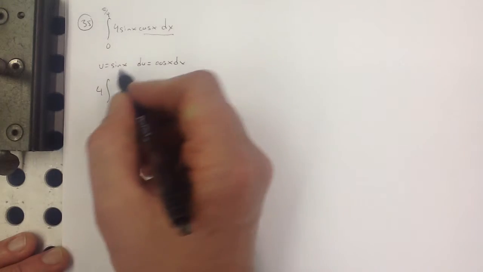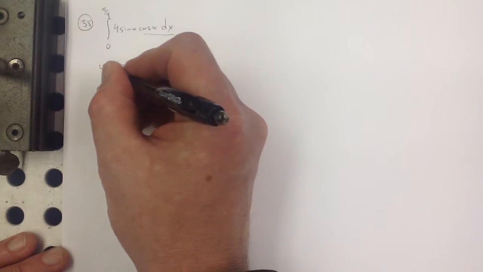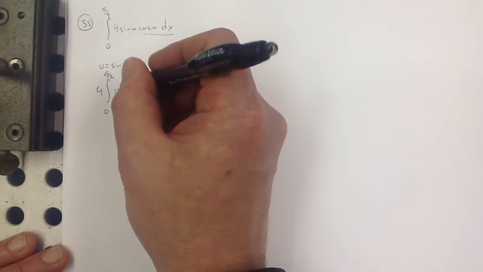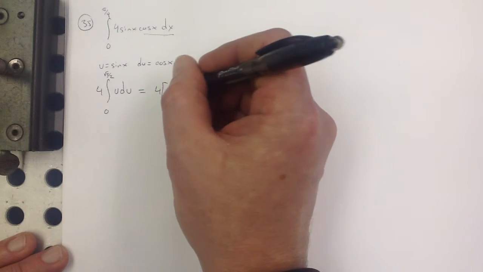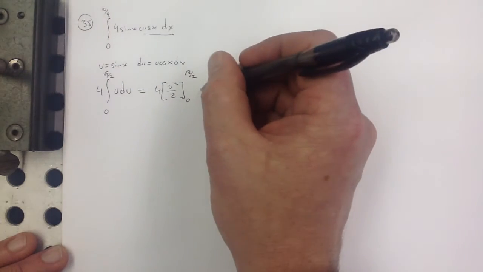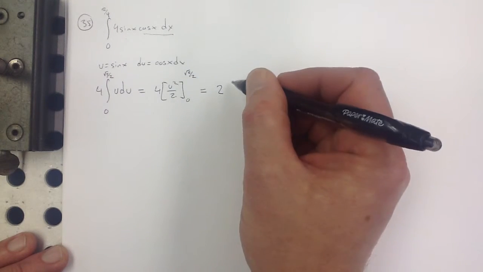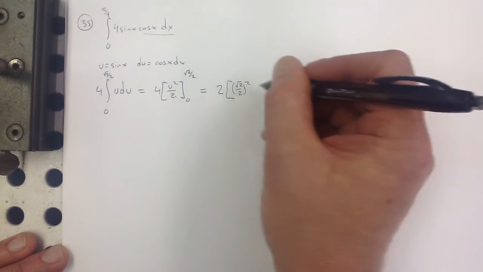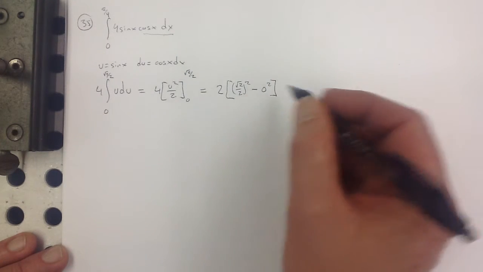So 4, my new u numbers, the sine of 0 is 0. The sine of pi over 4 is the square root of 2 over 2. And then on the inside I just have u left, right? du. Well, the antiderivative of u is u squared over 2. 0 to the square root of 2 over 2. I'm going to go ahead and factor that 1/2 outside, which will make it 2 on the outside. So then I have u squared, square root of 2 over 2 squared minus 0 squared. Square root of 2 over 2 squared is 1/2, times 2 is 1.